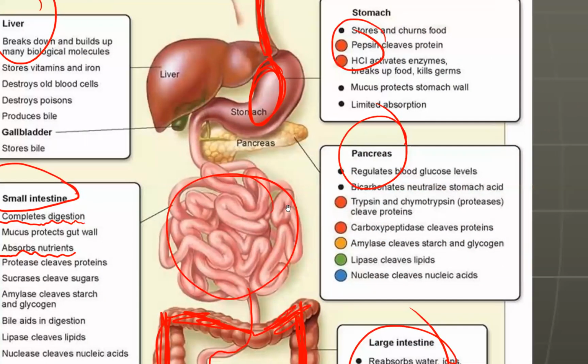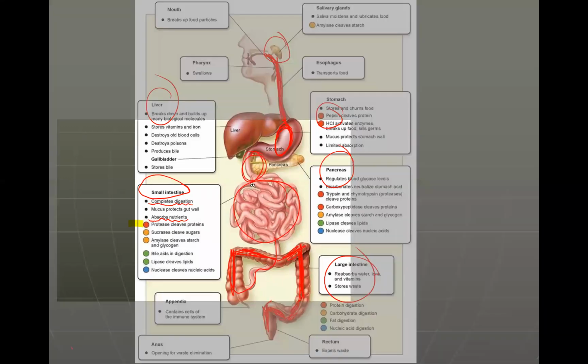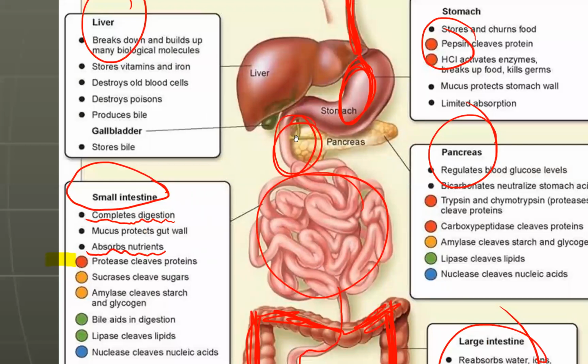And the pancreas also secretes chemicals. Actually, it secretes a lot of chemicals, so it's another really important organ. You can see here a whole list of chemicals that are released into the small intestine. You can see in this drawing that there's a connection between the pancreas and the small intestine. There's a little tube that connects the pancreas to the small intestine. So the pancreas dumps in a bunch of chemicals.